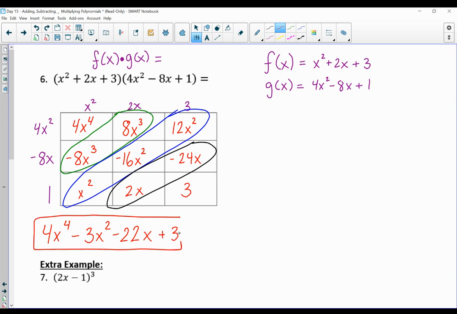And I think you'll find using the box method is just way faster than doing this using the distribution method. But again, to each their own. You should get the exact same answer if you do it the other way.